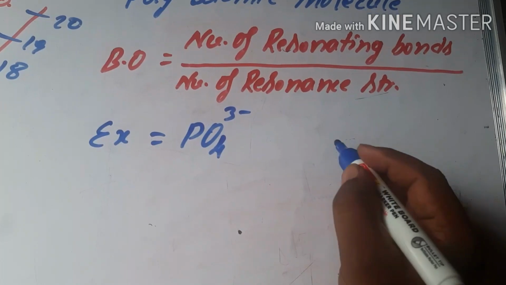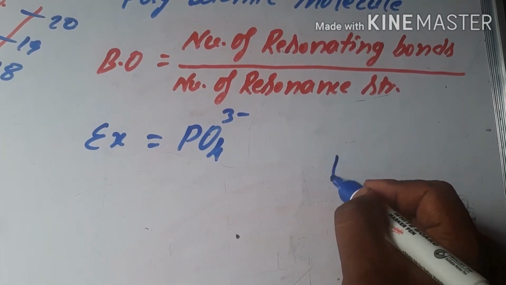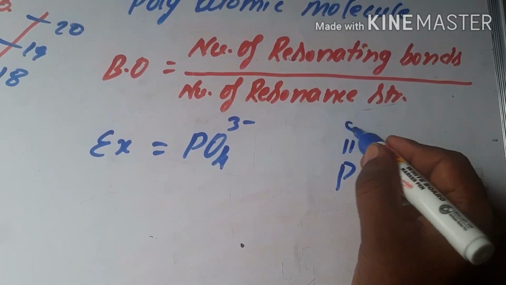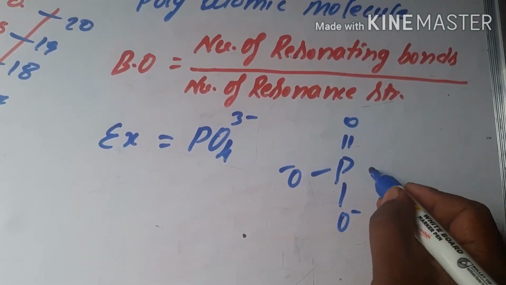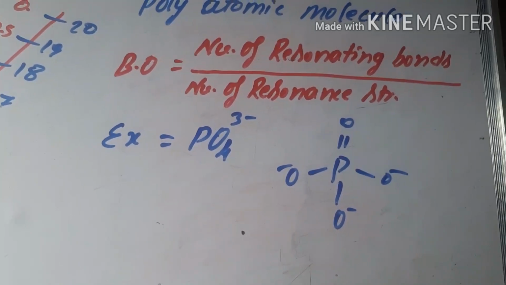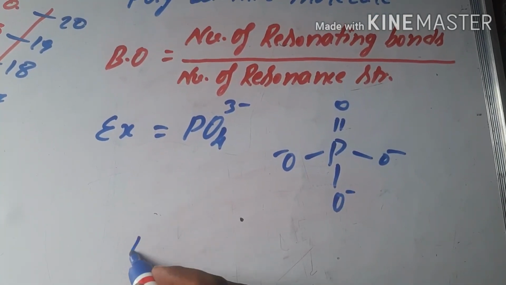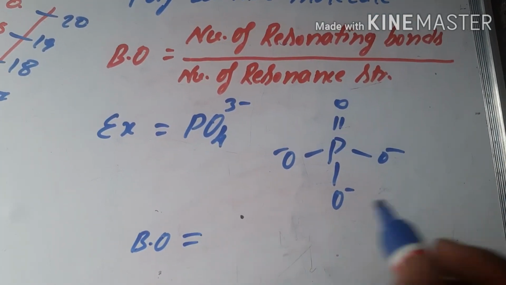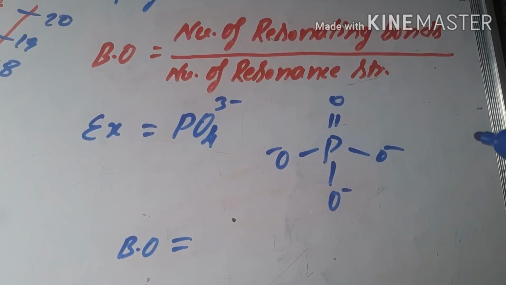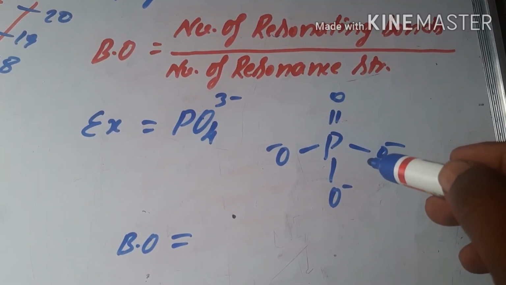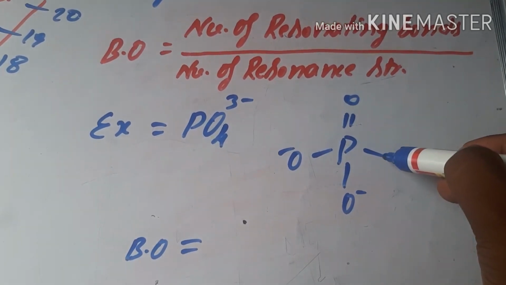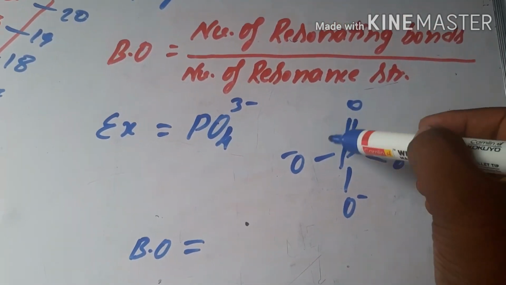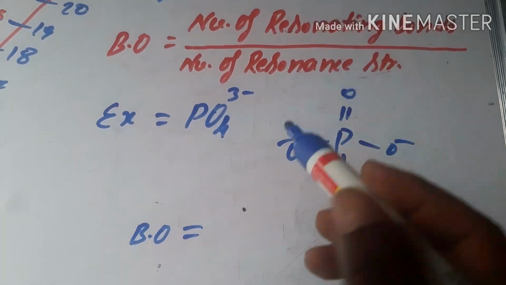You can write the PO4 3 minus structure: phosphorus, a double bond to O, and O minus, O minus, and O minus. So bond order equals, first count the number of resonating bonds, which means total bonds: 1, 2, 3, 4, 5. The number of resonating bonds is 5.